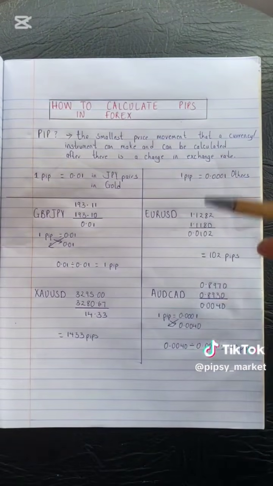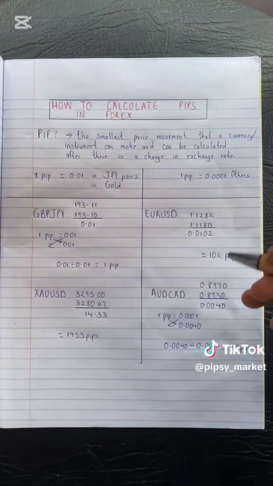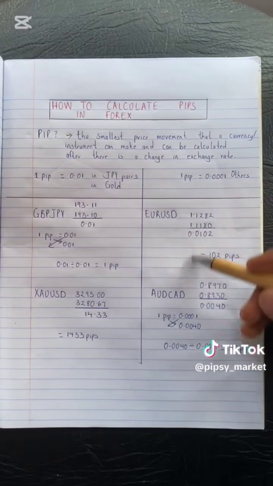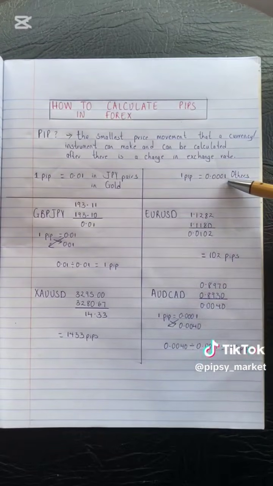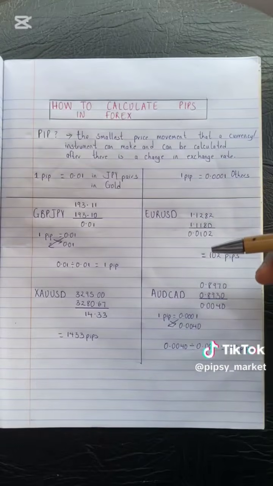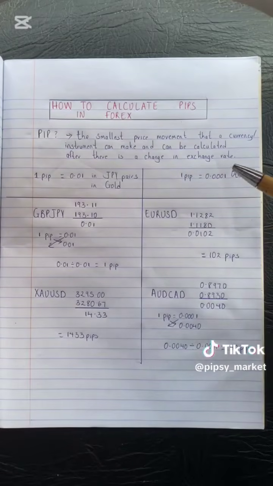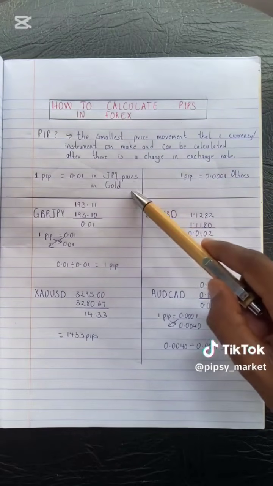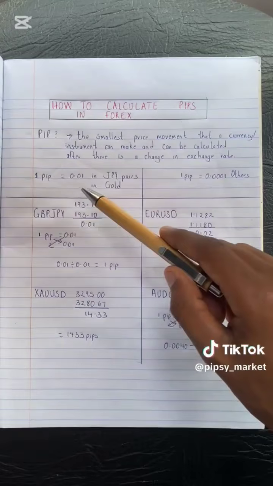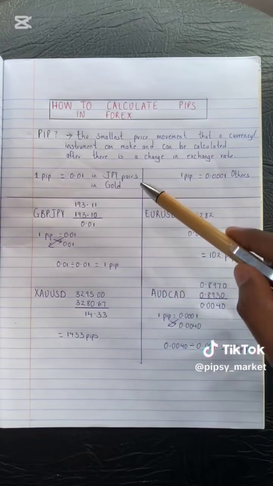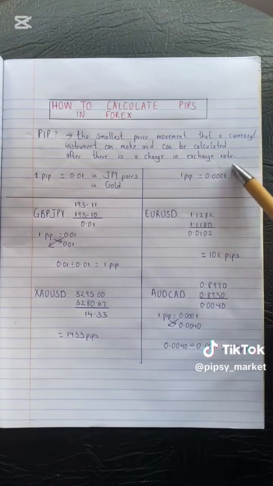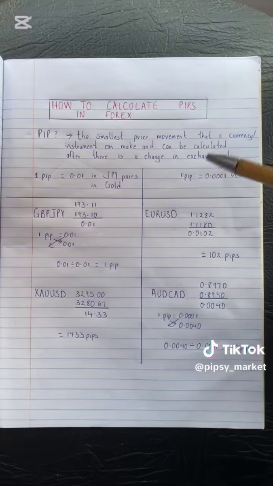When you look at TradingView or MT5, on the vertical axis, that is where you'll see those prices. So whenever they change, that is when we can find a pip. The smallest change in that price will be the pip. So in JPY pairs and gold, 1 pip is equivalent to 0.01. In all other currency pairs that are not paired to JPY, 1 pip is 0.0001.